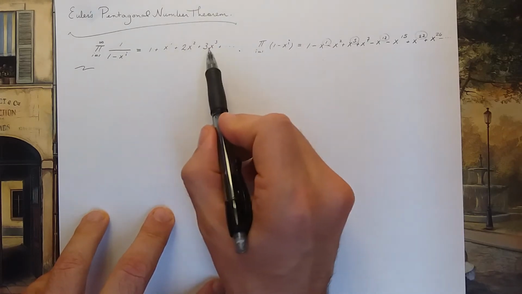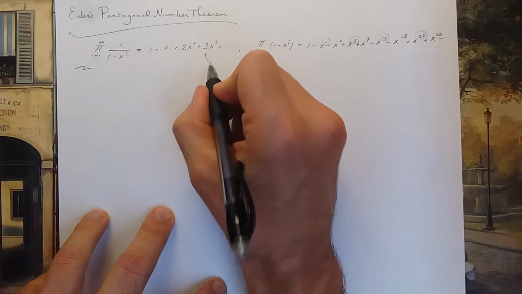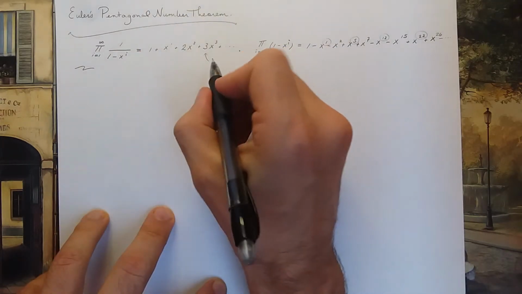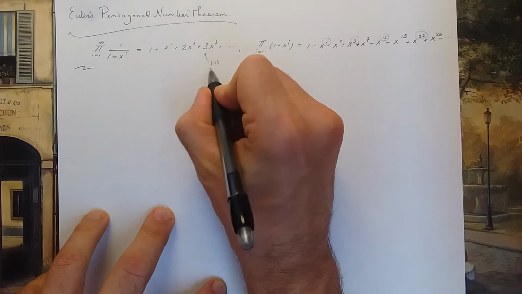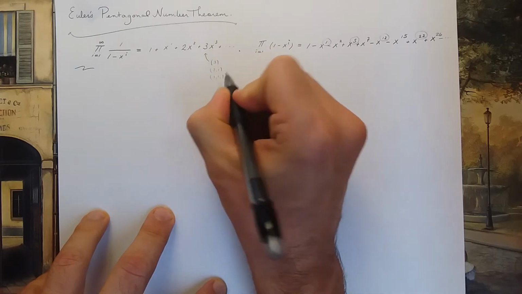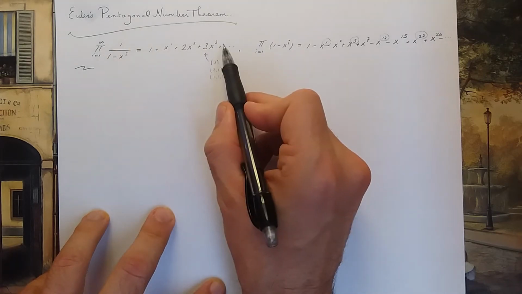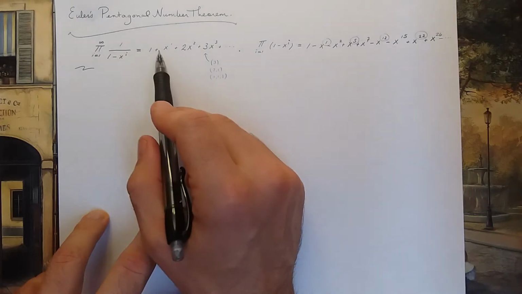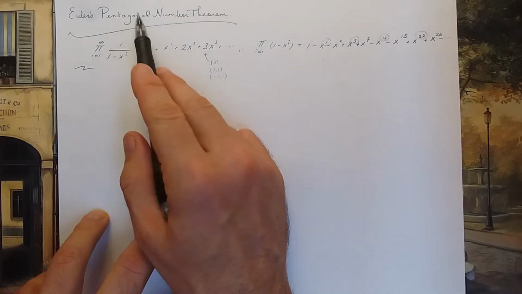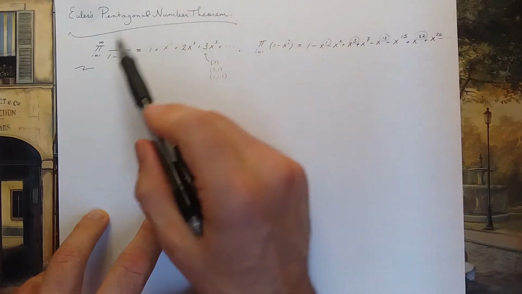plus 2x squared plus 3x to the third. There's a 3 here because there are 3 integer partitions of 3. They are 3, 2 1, and 1 1 1. So the coefficient of x to the n in this generating function is the number of integer partitions of n. Euler's pentagonal number theorem has to do with the reciprocal of this generating function.